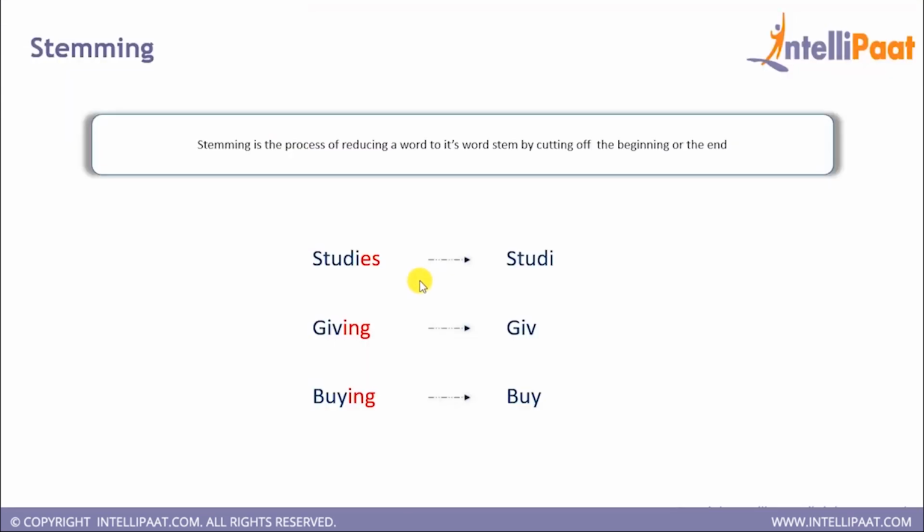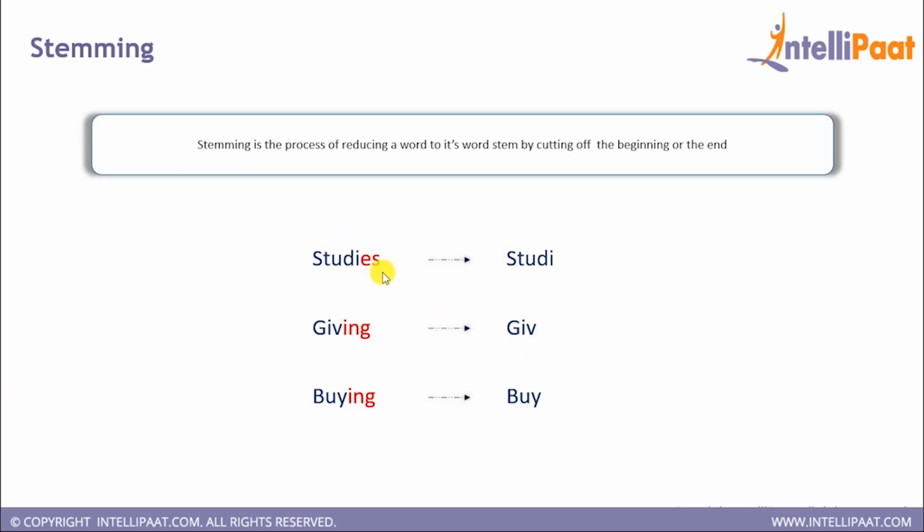So now let's understand stemming. Stemming is the process of reducing a word to its base form, and this is done by cutting off the beginning or ending of the word. This indiscriminate cutting will be successful on some occasions and fail on others. Let's take these three examples.